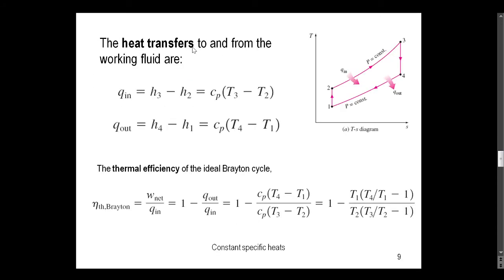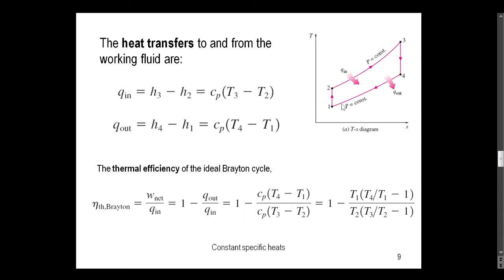The heat transfer to and from the working fluid: we know from the basic formula that the constant pressure heat addition is equal to H3 minus H2. So, the enthalpy after heat addition and the enthalpy before heat addition, we have to take the difference in enthalpy, which is equal to the amount of heat transfer to the working fluid, that is equal to Cp (T3 minus T2).